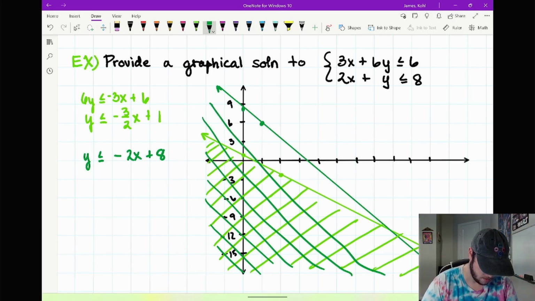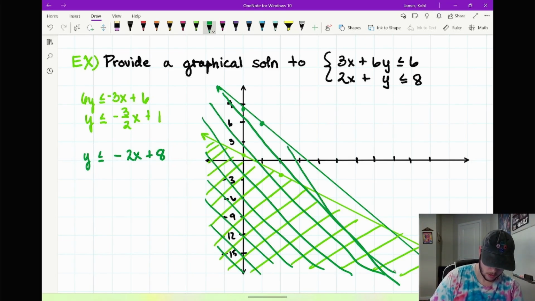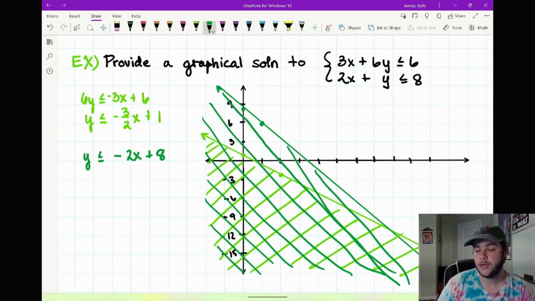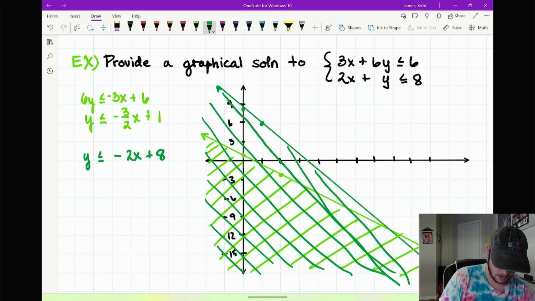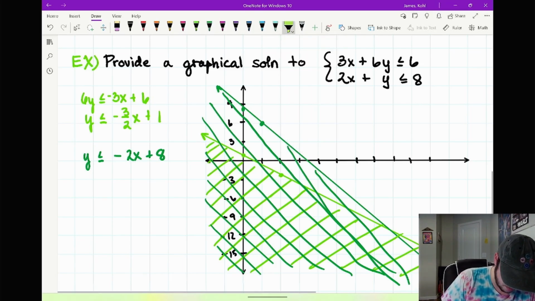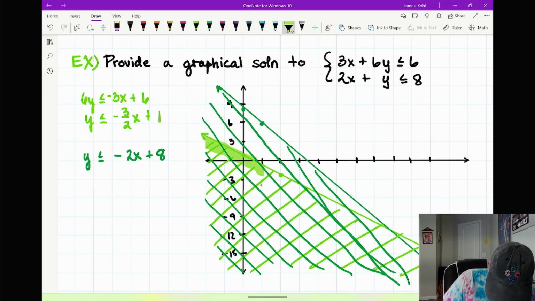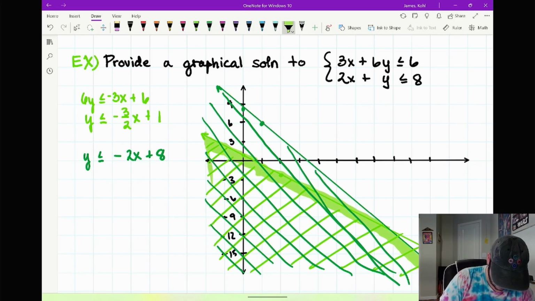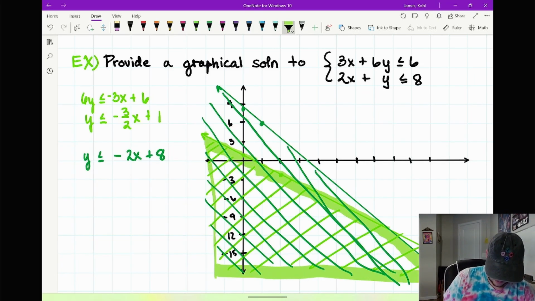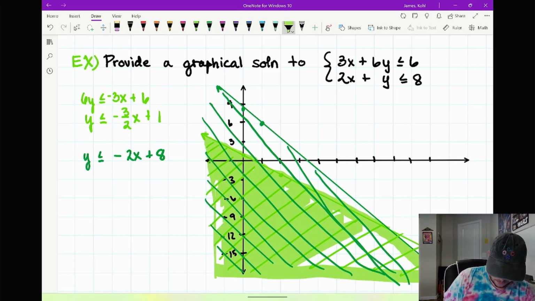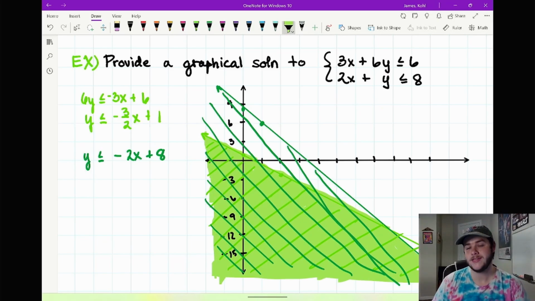And the solution to this system of inequalities is going to be the places where the shaded regions overlap. In this problem, that's going to be this sort of trapezoid region here. Or not quite trapezoid, I suppose. Excuse me. This weird shaped region here would be the solution. It's where the two shaded regions overlap. Let's try another one.